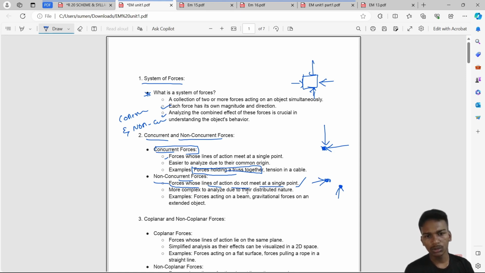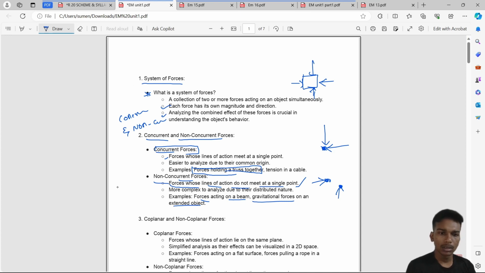More complex to analyze due to their distributed nature. It's somewhat difficult, right? When compared to concurrent forces, it's somewhat difficult to analyze non-concurrent forces. Examples where we can observe these types of forces are forces acting on a beam, gravitational force on an extended body.